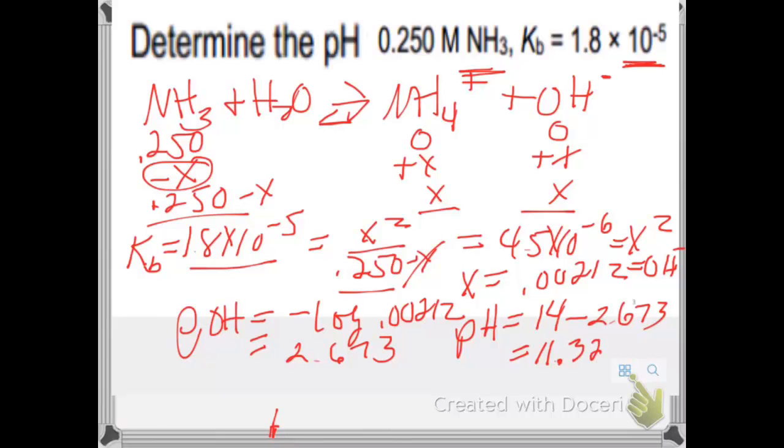11.32. I want 2 sig figs in my mantissa. Actually, I should have 3. So I'm not sure what that third one is because I did this before and I don't have my calculator now. Okay, so we're going to stop it right there. And it makes sense that this number's smaller, right? Okay.